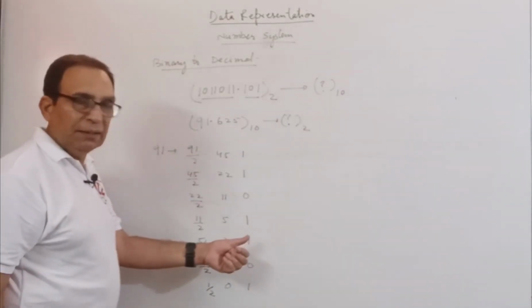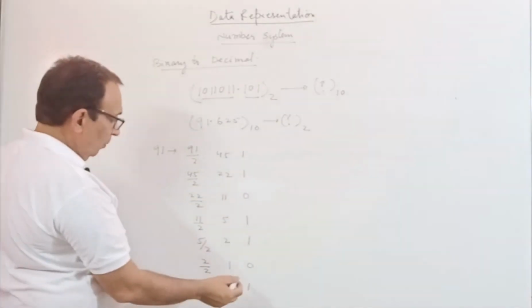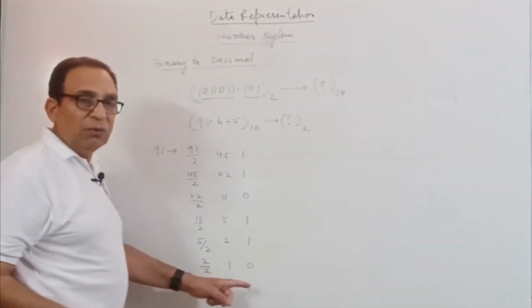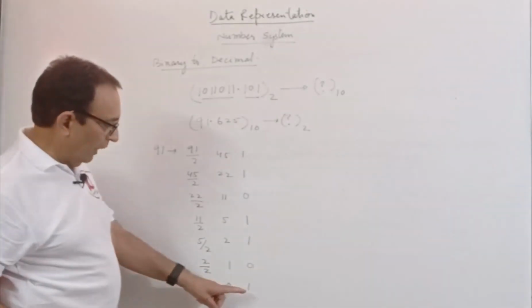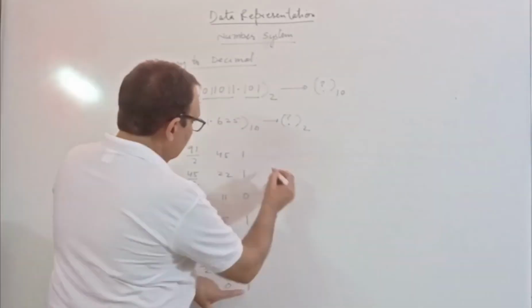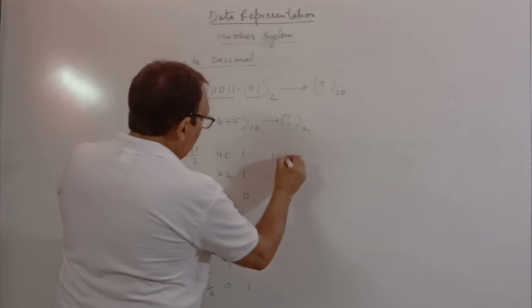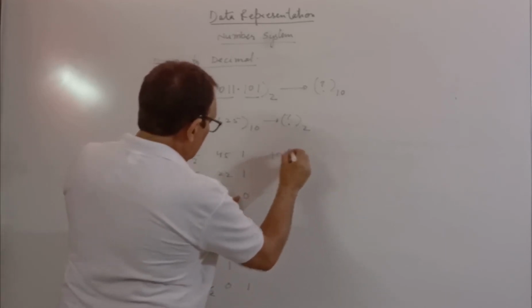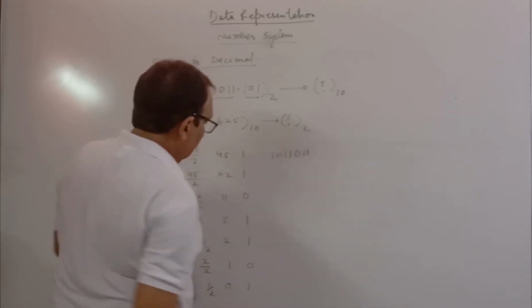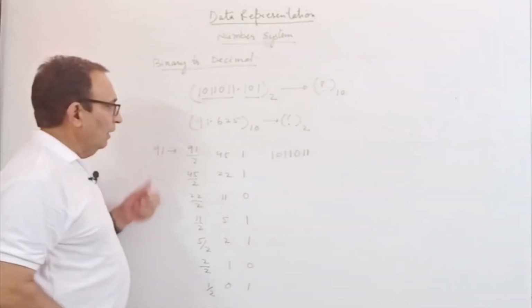To have the binary number of this one, we have to write the remainders from bottom to top, in reverse order. So let us write this one: 1, 0, 1, 1, 0, 1, 1. So this is equivalent to 91.